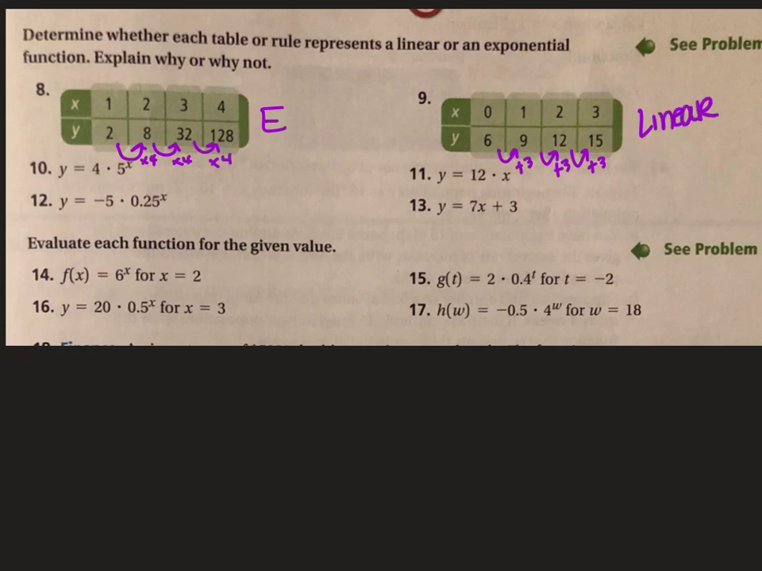Going through 10 through 13, again, we're looking for that exponent. So if you have an exponent, you know it's going to be exponential. Here, exponential. 11, no, there is no exponent, so this is going to be linear. 12, you have an exponent, so that's going to be exponential. And 13, all linear.